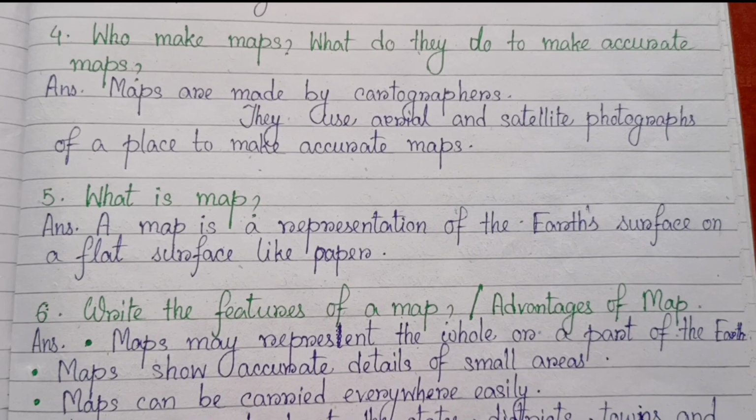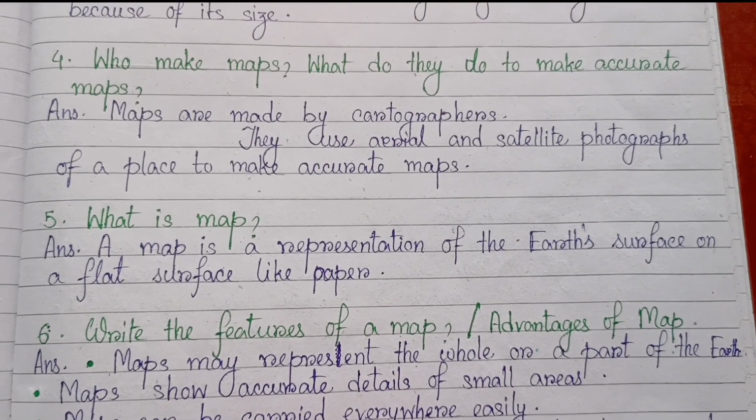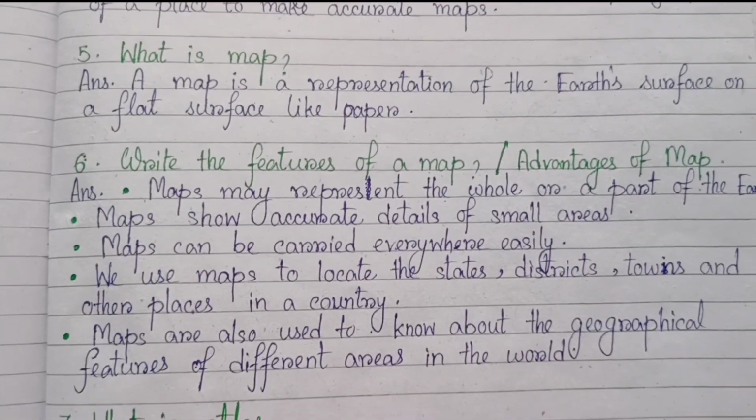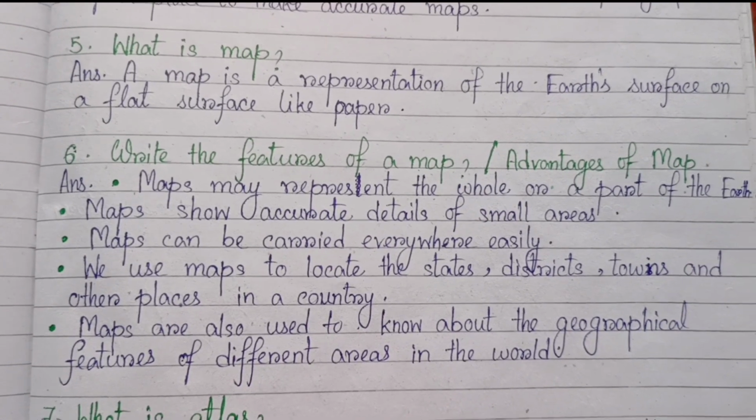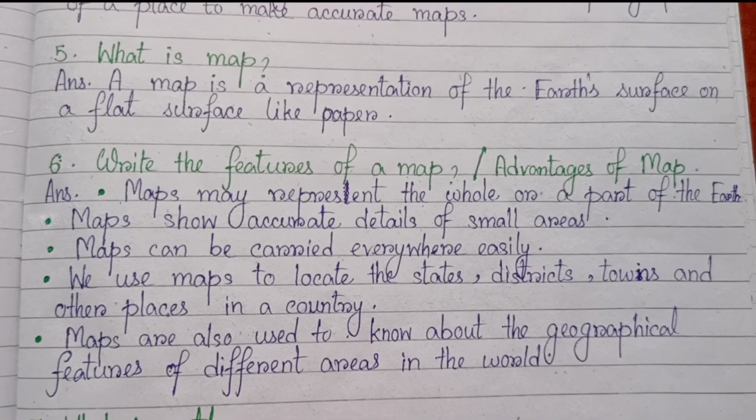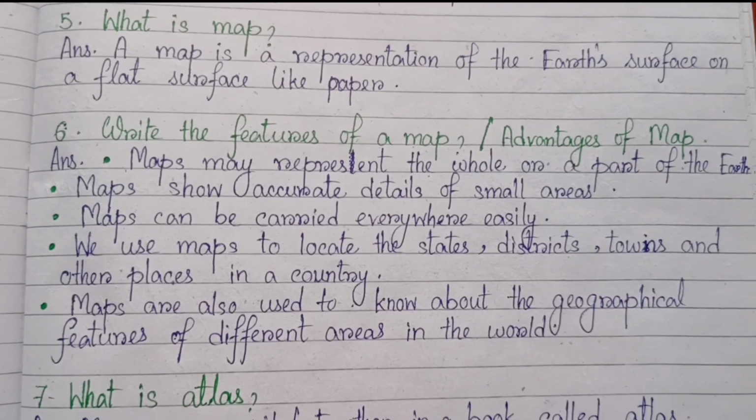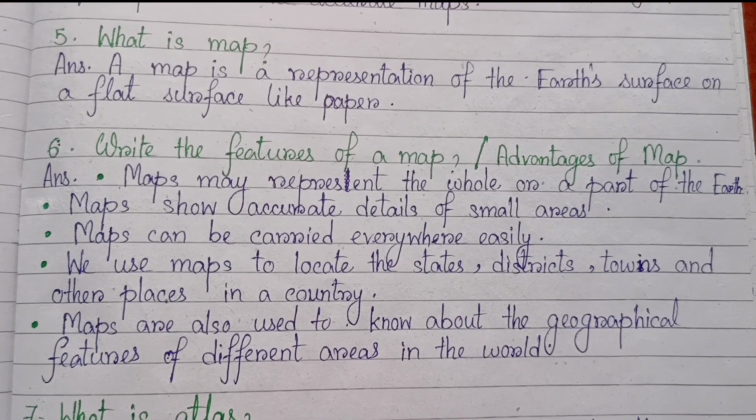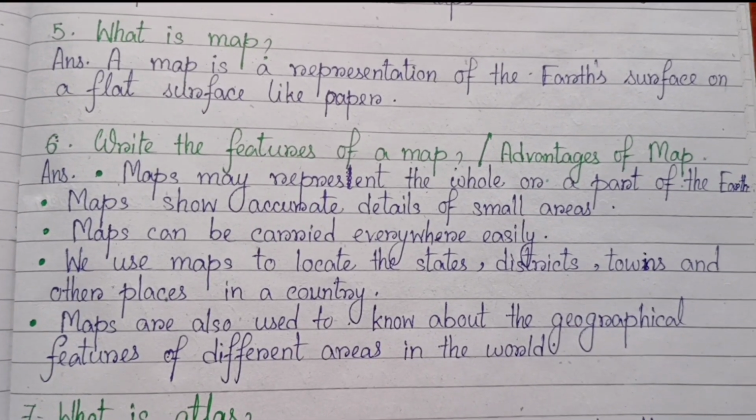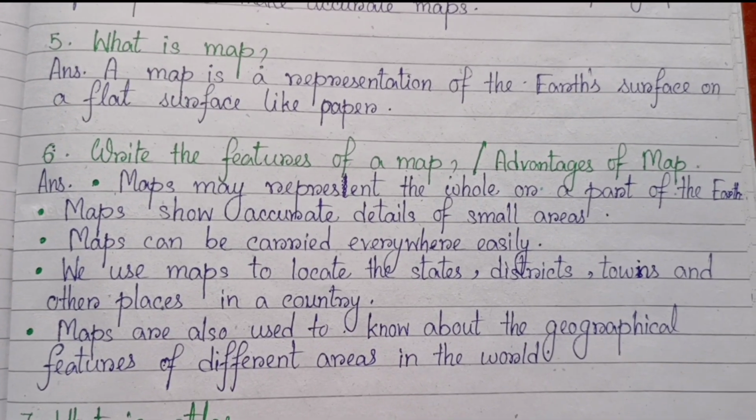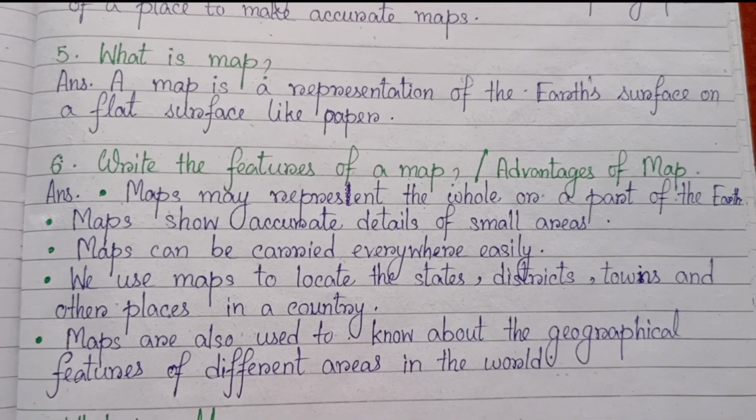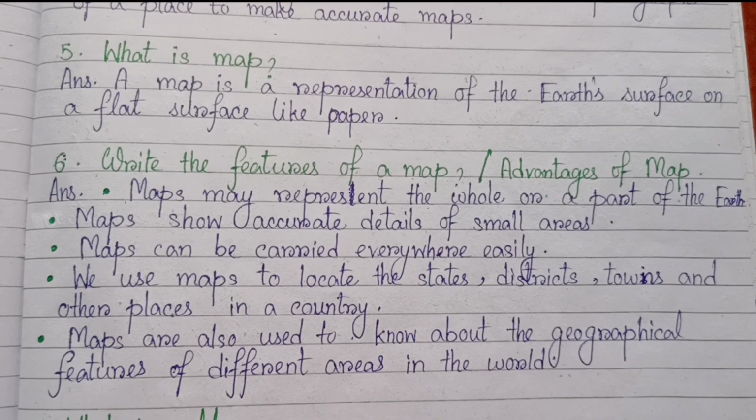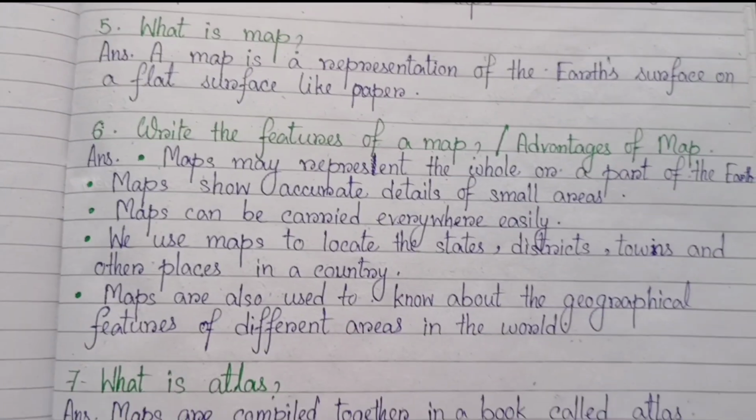Number 5, what is map? A map is a representation of the earth's surface on a flat surface like paper. Number 6, write the features of a map or advantages of a map. First point, maps may represent the whole or a part of the earth. Next point, maps show accurate details of small areas. Third point, maps can be carried everywhere easily. Fourth point, we use maps to locate the states, districts, towns and other places in a country. Last point, maps are also used to know about the geographical features of different areas in the world.